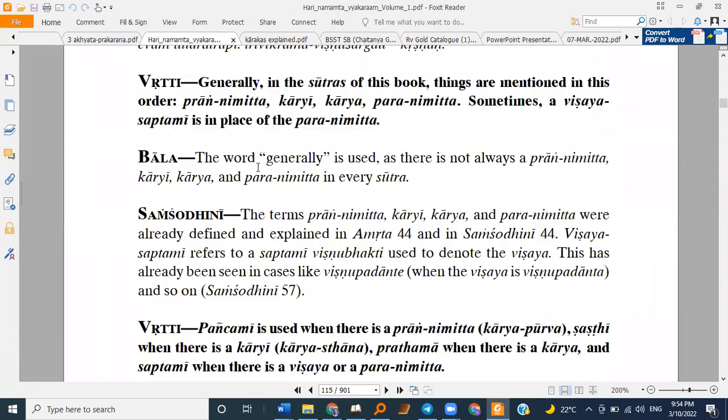But one thing we should know is that there is not always a prang-nimitta, kari, karya, and paranimitta in every sutra. So it's not like in every sutra we'll find all the elements. Somewhere we may. It depends on the requirement of the sutra which elements will be there.